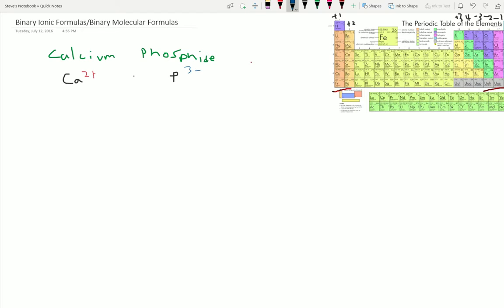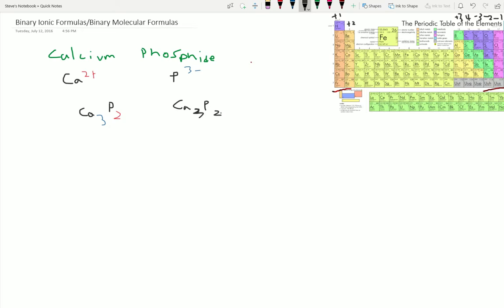Now we're going to use the cross step to write the formula. We take the cation, put down its symbol, and then we take the charge of the anion, remove the charge, but still write down the number. Then we take the anion, write down the symbol. Then we take the charge of the cation, remove the charge, and write down the number. So here we have Ca, 2, P, 3: Ca3P2.